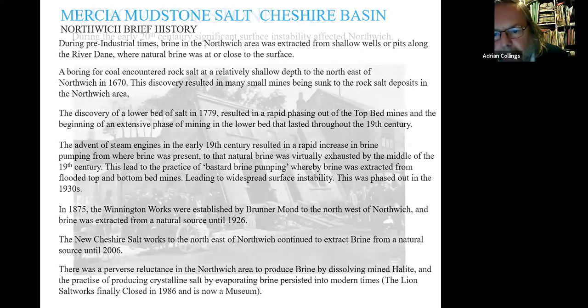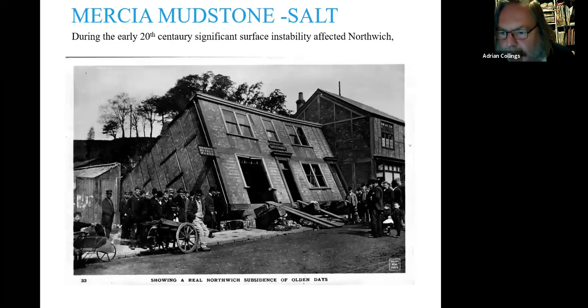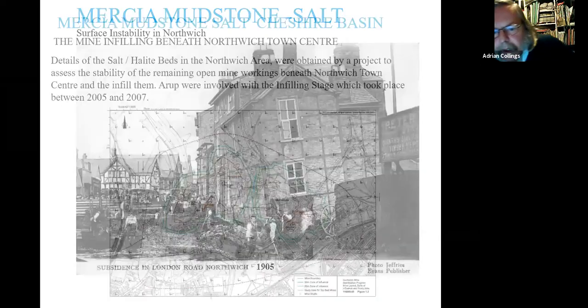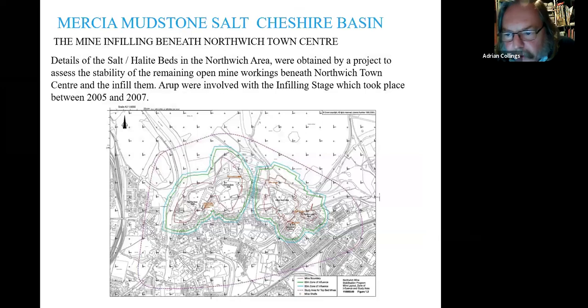During the early 20th century, significant surface instability affected Northwich, as exemplified here from 1905. Details of salt and halite beds in the Northwich area were obtained by a project to assess the stability of the remaining open mine workings beneath Northwich town centre and infill them. Arup were involved in the infilling stage, which took place between 2005 and 2007.